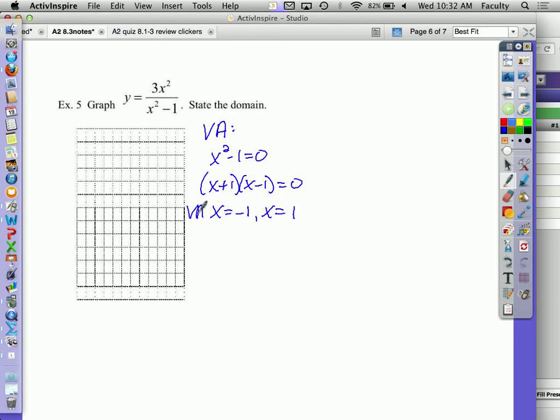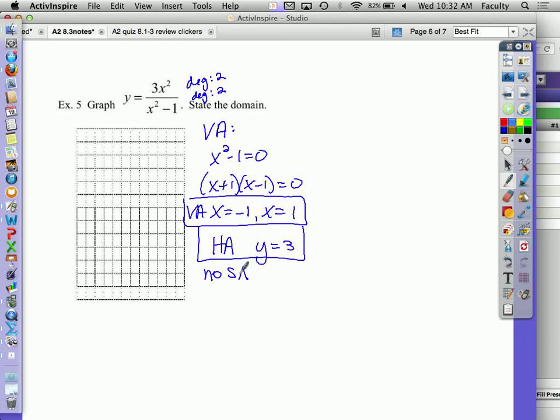So bummer, I have two vertical asymptotes. The degree of the numerator is 2. The degree of the denominator is 2. So Andrew, what would be my horizontal asymptote on this one if the degrees are equal? Y equals 3. Good job. Y equals 3. When the degrees are equal, it's just the coefficients, 3 over 1. Awesome. Again, there can't be a slant asymptote when you have a horizontal asymptote.